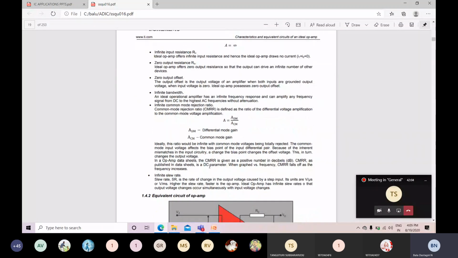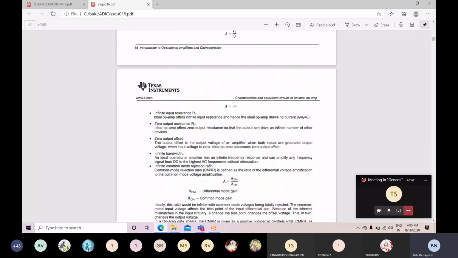The next one is slew rate. Slew rate is nothing but the rate of change of output voltage caused by a step input. So dV0 by dt is the slew rate, that is, the rate of change of output voltage with respect to time. The slew rate is infinite for an operational amplifier. So these are the characteristics of the operational amplifier.